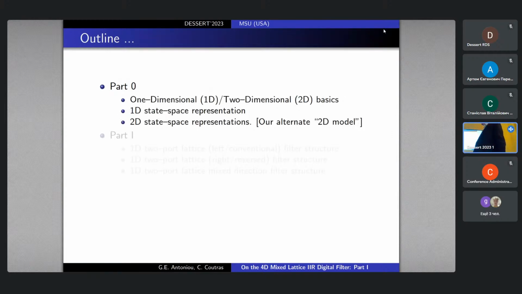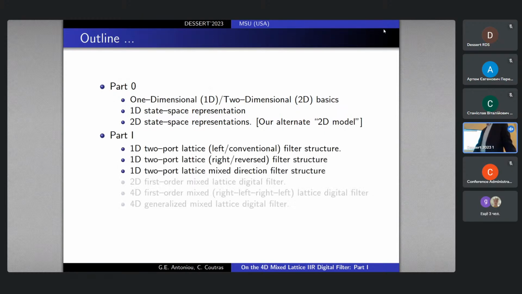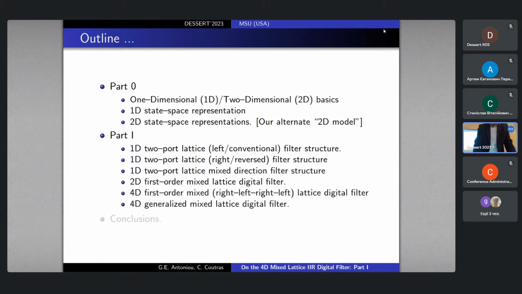So I'm going to talk about the conventional 1D basics, and state space models for conventional 1D and 2D. All this can be extended to more dimensions. I'll explain to you why this is very important. Now, in part 1, I'm going to talk about 2D. This way you can see the results from the beginning. And after this, I'm going to talk about 4D.